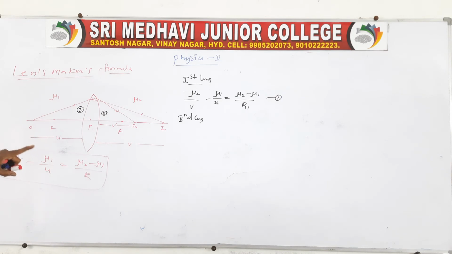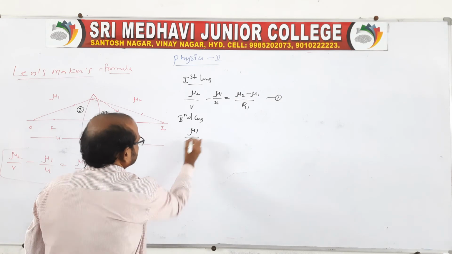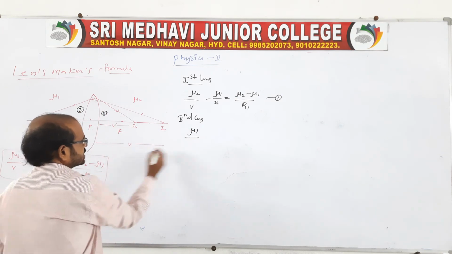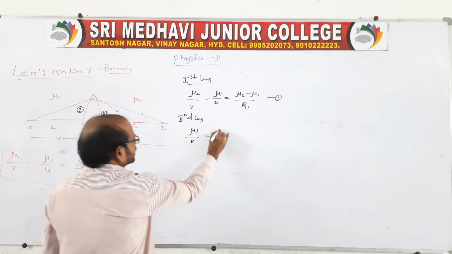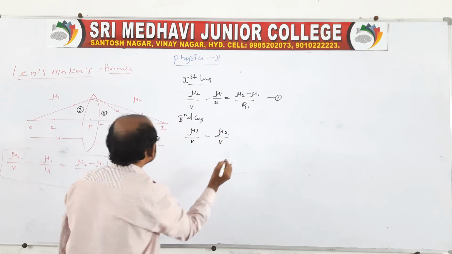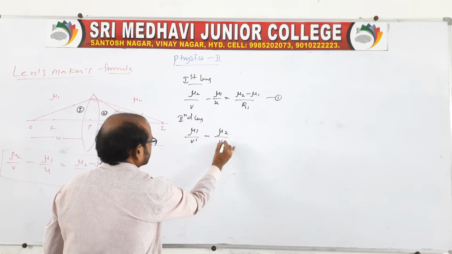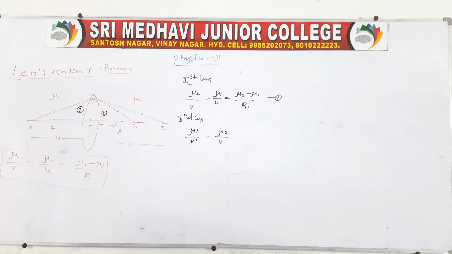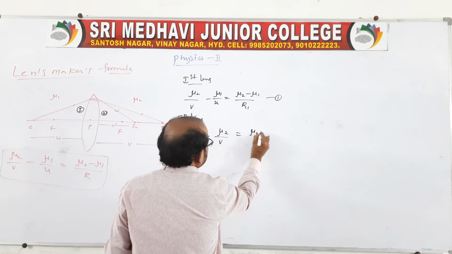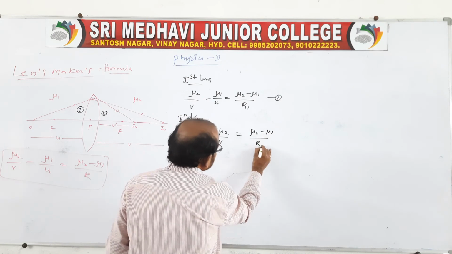So here we will get mu1 minus, because the position of this one we can take as minus, and here mu2 by v dash. It is in the reverse direction we can take. I am sorry to say, we can take it like this, because it is an object image position. This will be the image position. So mu2 minus mu1 by r2 actually.